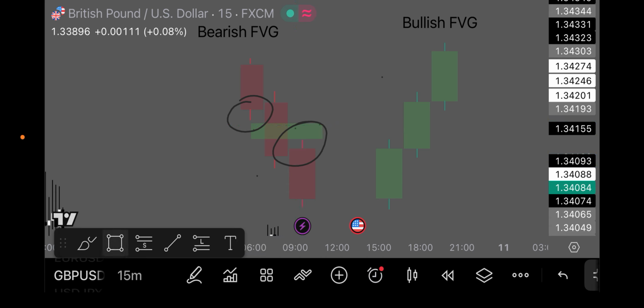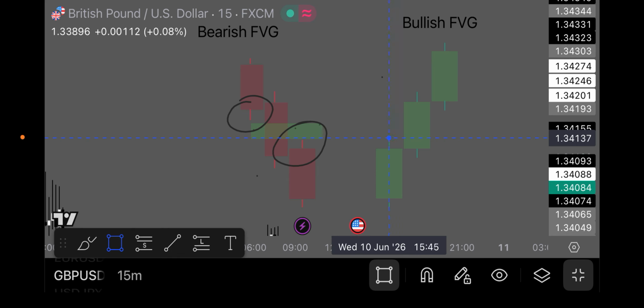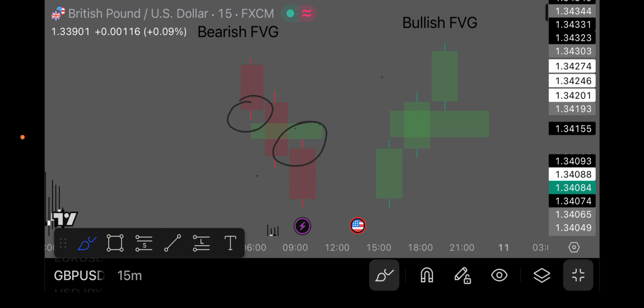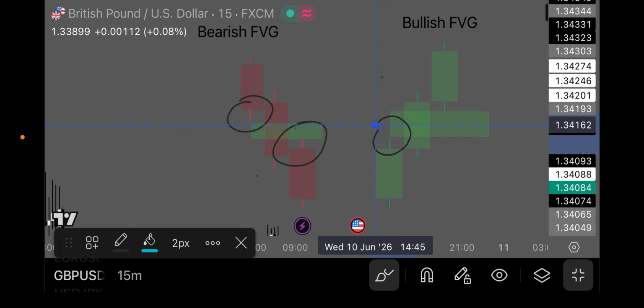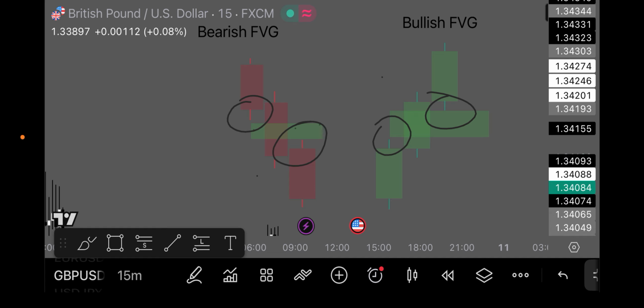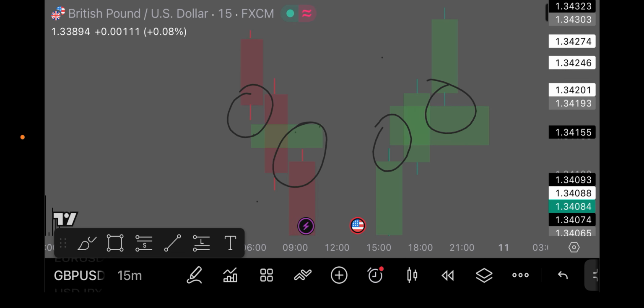For a bullish fair value gap, it's the same. It is the distance between the highest point of the first candlestick and the lowest point of the third candlestick. Very simple. As you can see here, highest point of the first candlestick, lowest point of the third candlestick. It's just a gap that is created between three candlesticks. Simple.